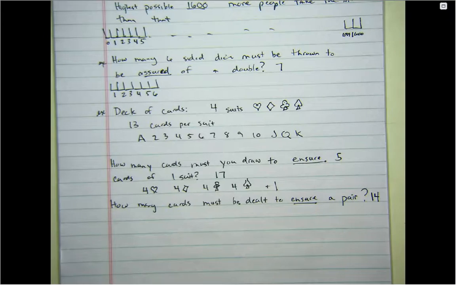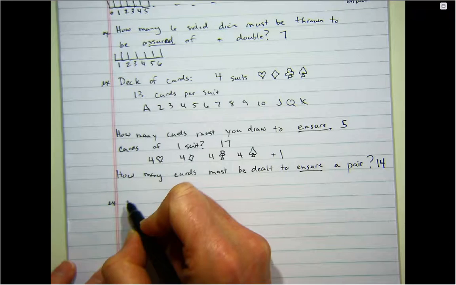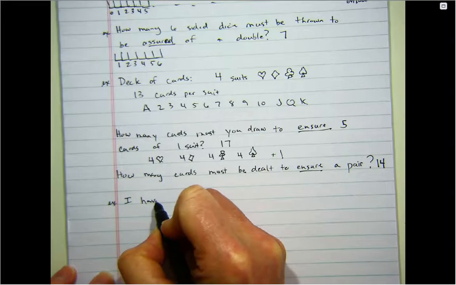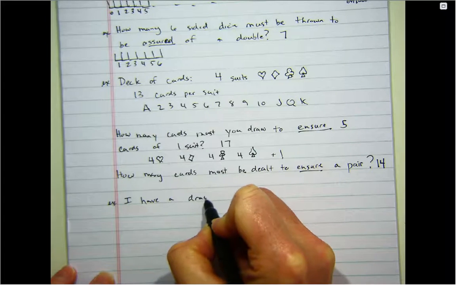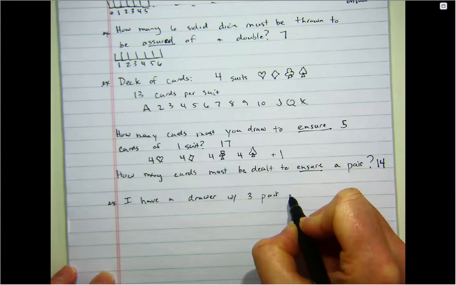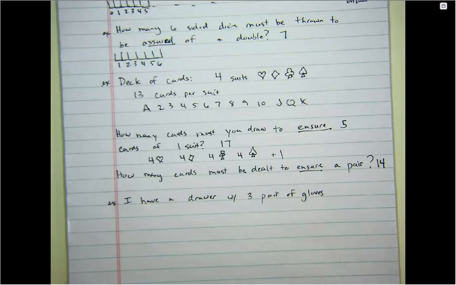How about, we'll switch over to gloves. So I have a drawer with 3 pair of gloves. I don't really have a drawer with 3 pair of gloves. In my drawer there's like 8 right hands and no lefts. You know, that's how that goes. Okay, but pretend I do. I have a drawer with 3 pair of gloves.